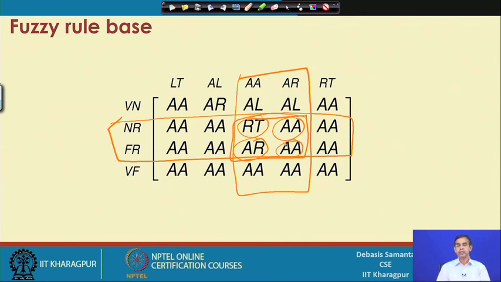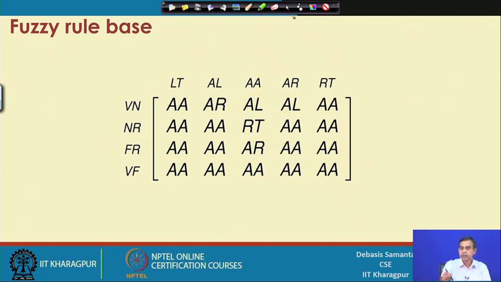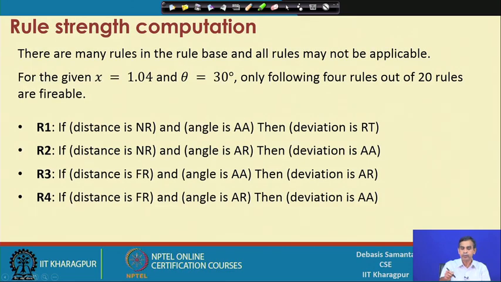So, out of 20 rules in this particular context, depending on the states so far as the distance and angular orientation are concerned, only 4 rules are relevant. These 4 rules we can list here. These are the 4 rules that we have just identified. If distance is nr and angle is aa, then deviation is RT, and so on. These are basically the 4 rules that are relevant in the context of the current input.